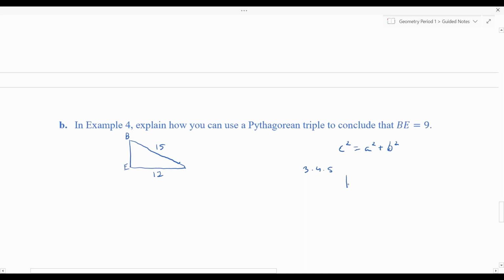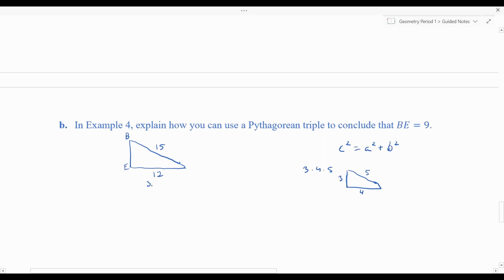If I have a right triangle in which one of its legs is 3, the other leg is 4, that means that by the Pythagorean theorem, my hypotenuse is going to be 5. That is one of the most commonly known Pythagorean triples. So let's see if this actually works. If I take a look at these lengths, I have 12 and 15. Well, they seem to have something in common. In particular, this 12 and the 15, they have 3 in common.